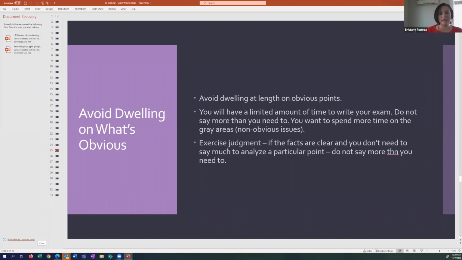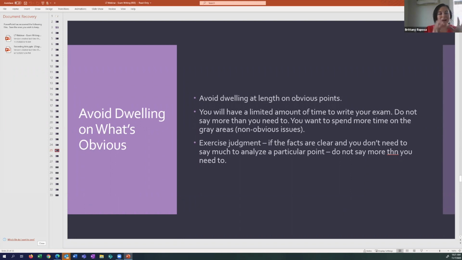And if something is really obvious, don't spend a really long time talking about it. A really good example of that is civil procedure and diversity of citizenship jurisdiction and the amount in controversy. The fact pattern tells you that they're suing for $100,000. You do not need to spend a significant paragraph talking about how the amount in controversy is over $75,000. It's an obvious issue. It can be dismissed quite quickly with a couple of because statements or a couple of analysis sentences and then move on.